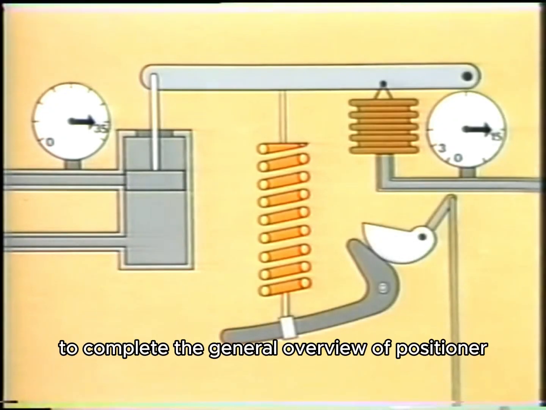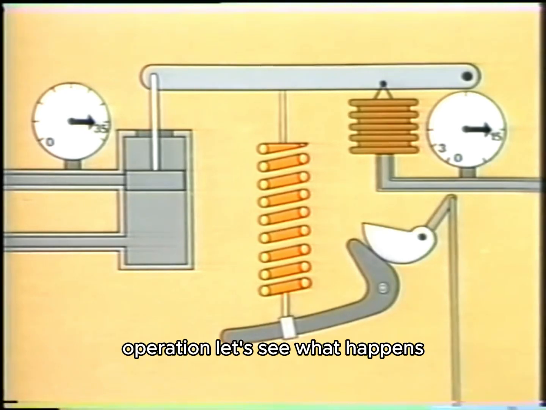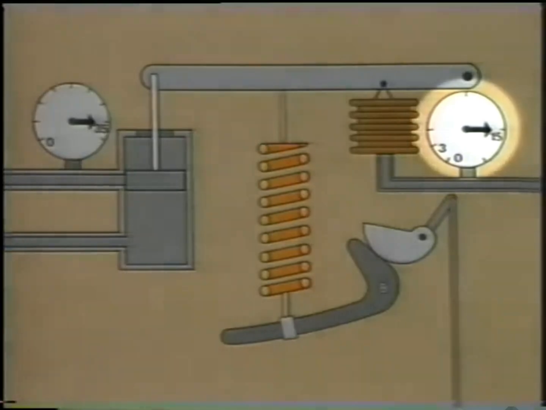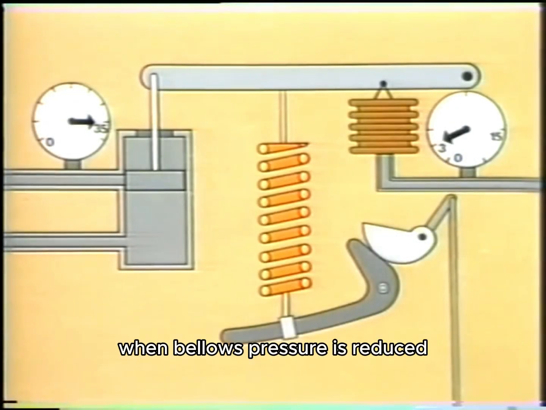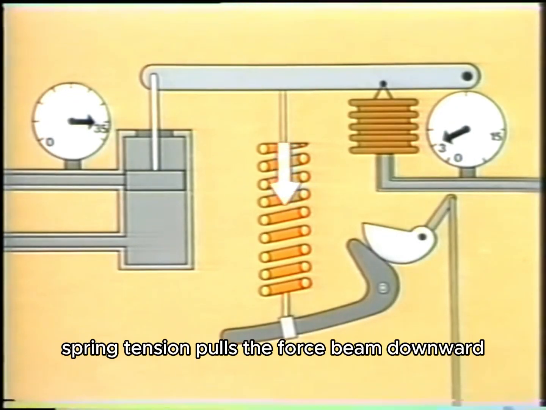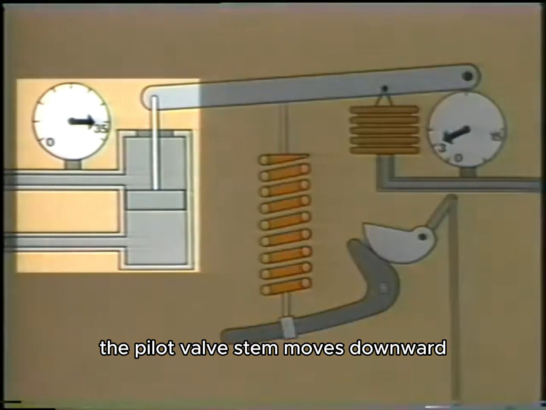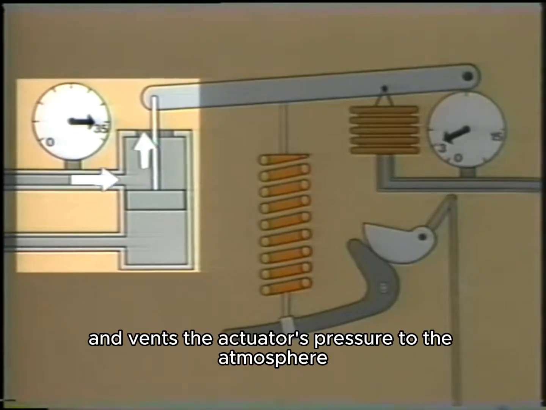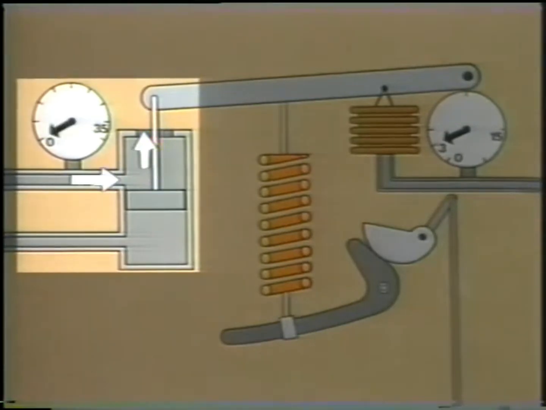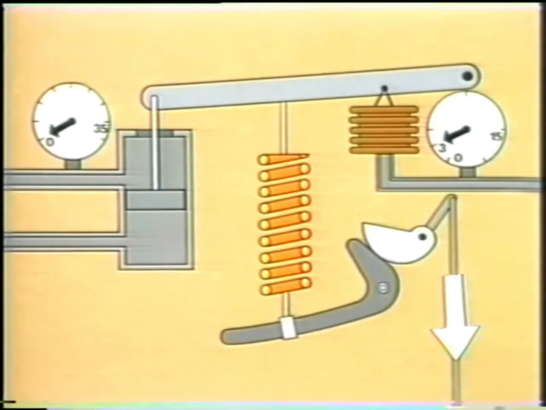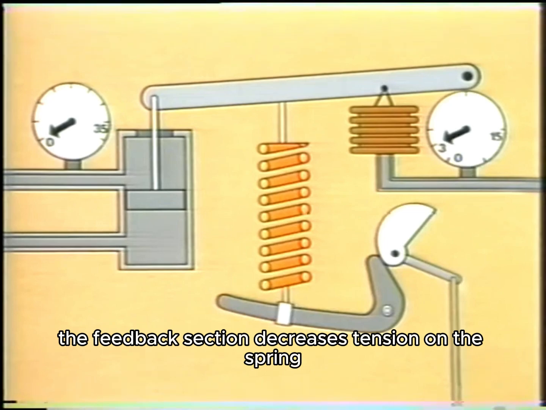To complete the general overview of positioner operation, let's see what happens when control air pressure is decreased. When bellows pressure is reduced, spring tension pulls the force beam downward. The pilot valve stem moves downward and vents the actuator's pressure to the atmosphere. As the actuator moves toward a new position, the feedback section decreases tension on the spring.